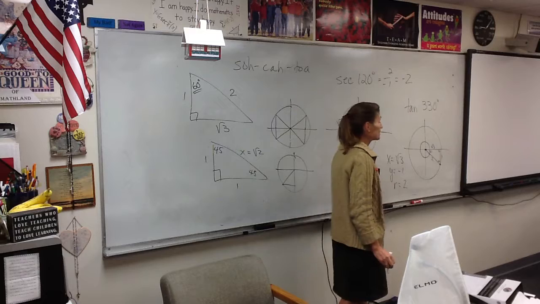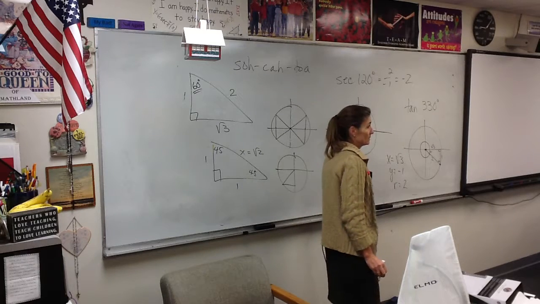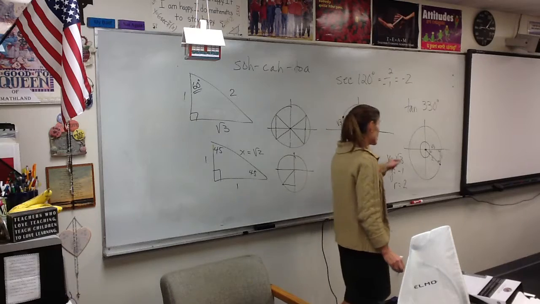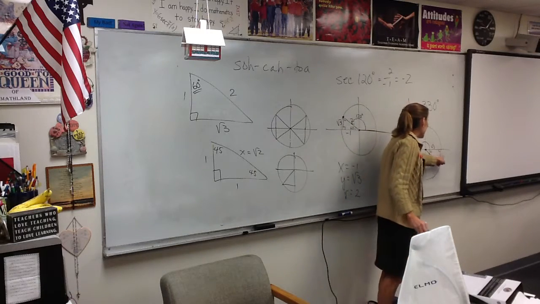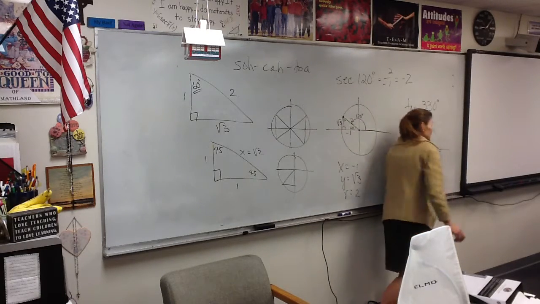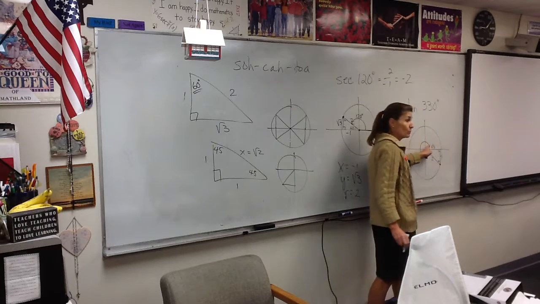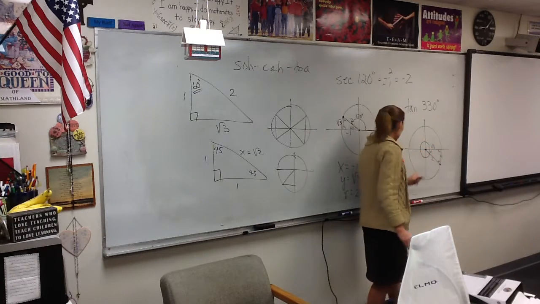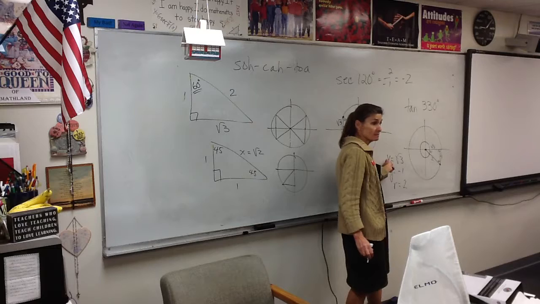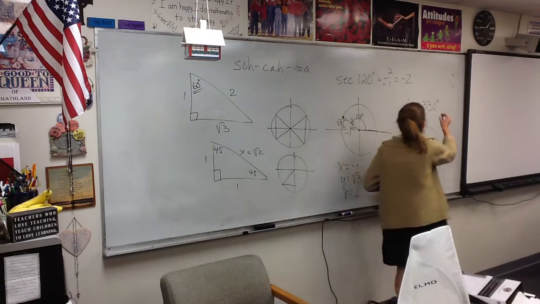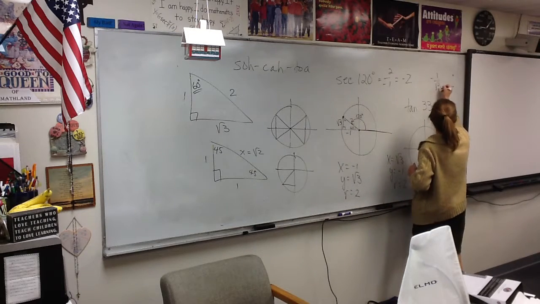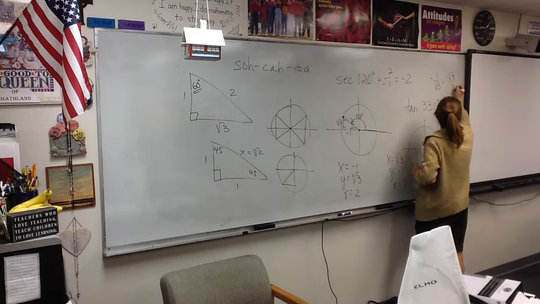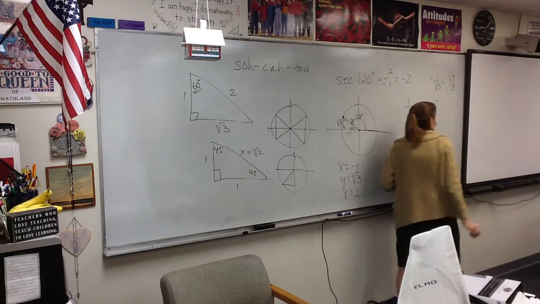Now I want the tangent. Opposite over adjacent, which you can use that. You can say 1, actually make sure that you make that negative then. -1 over √3. Or you can use y over x. Either way, you get -1 over √3 or -√3 over 3.